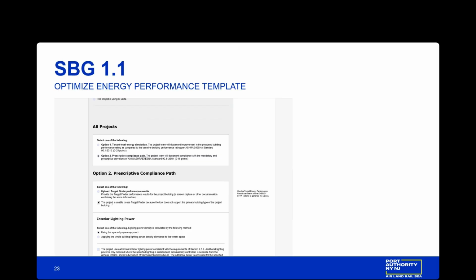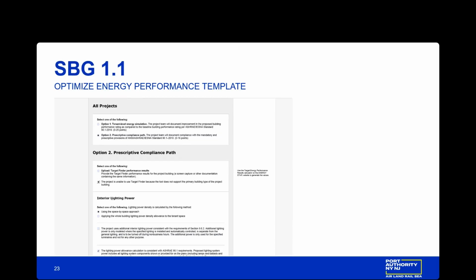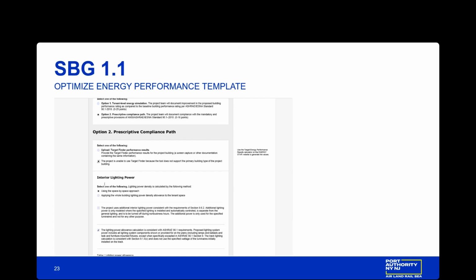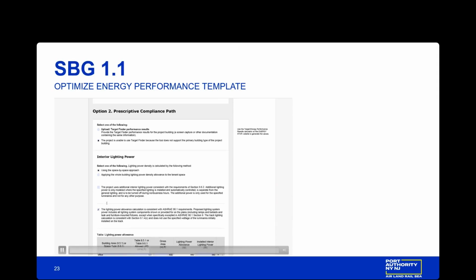If you're unable to do it, you select the second. But then you move on to your interior lighting power. Definitely select the space-by-space approach, as it is way more vague and difficult to apply a whole building lighting power density allowance for these tenant spaces. We definitely would advise you to select the space-by-space approach. And you'll select, verifying that you are measuring against 90.1, and that the lighting has been designed to meet those standards anyway.